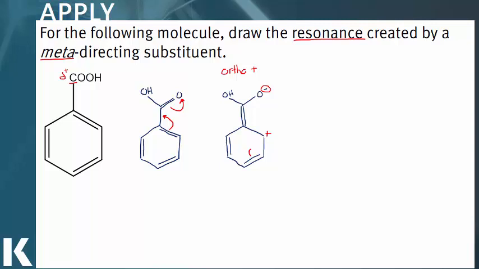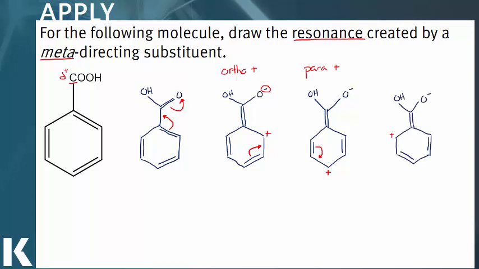We can also start moving around our pi bonds within that benzene ring. So when we move our bond, we now have a positive charge at the para position. So para is now positive, and finally moving around our other pi bond, we can get a positive charge on that other ortho position. So if we look at our overall resonance hybrid, to which all of these resonance forms will contribute, what we see is we have positive charge density on those ortho and para positions.